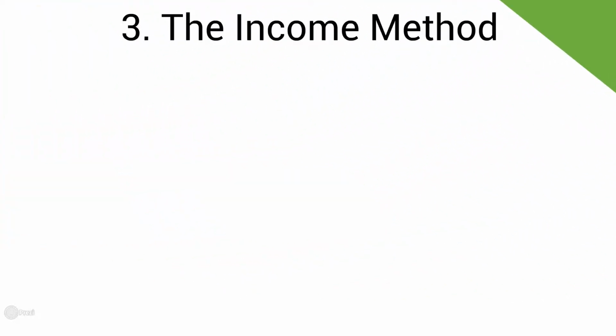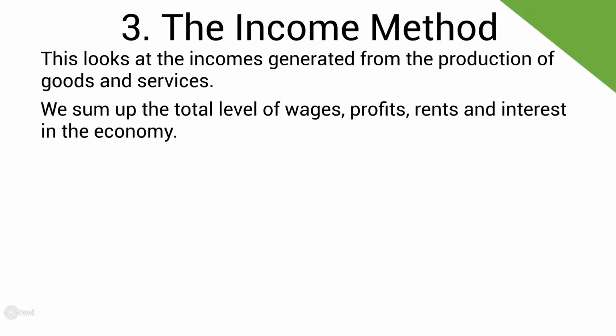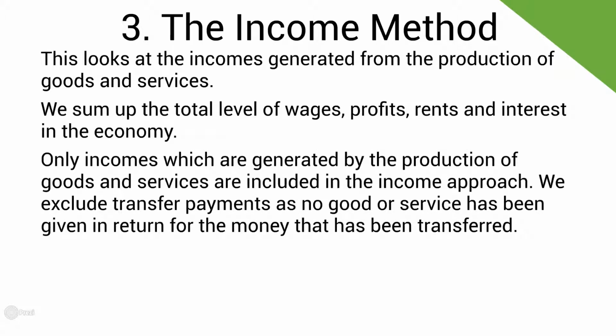The third method for working out GDP is the income method. This looks at the incomes generated from the production of goods and services. We sum up the total level of wages, profit, rents, and interest in the economy. Only incomes which are generated by the production of goods and services are included in the incomes approach.